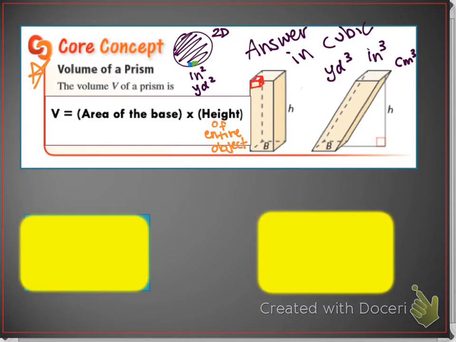How many little cubes can fit inside of this object? So we would say cubed units. So yards cubed, meters cubed, miles cubed, things like that.